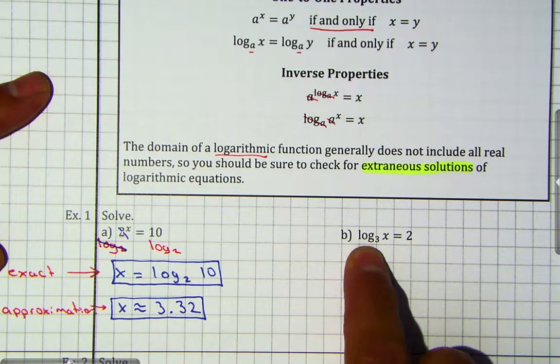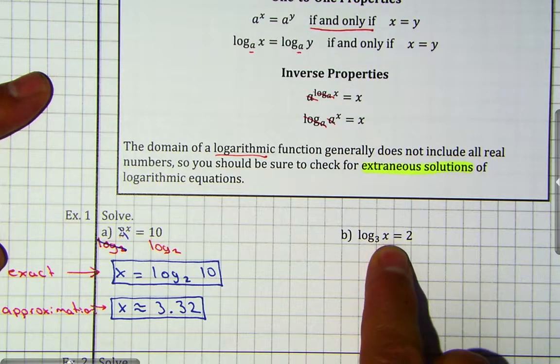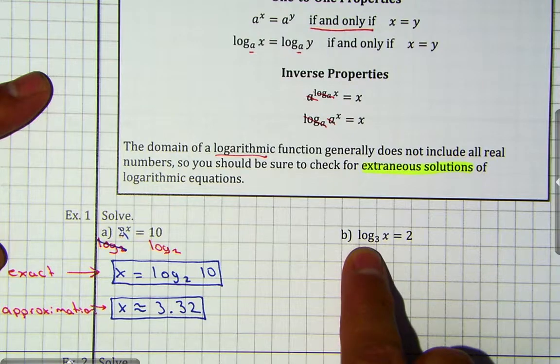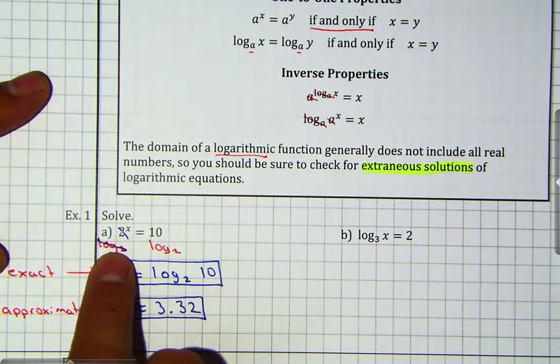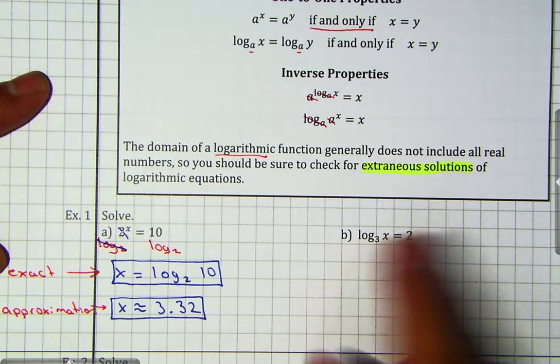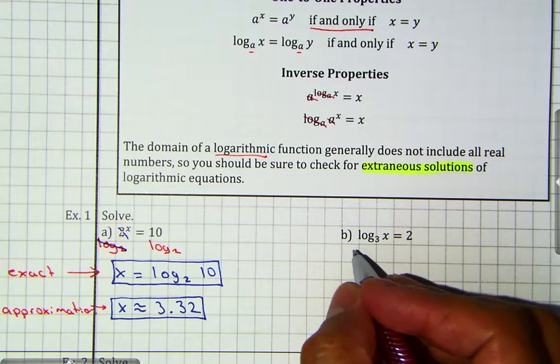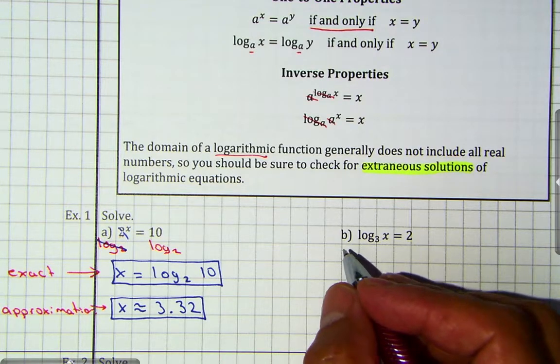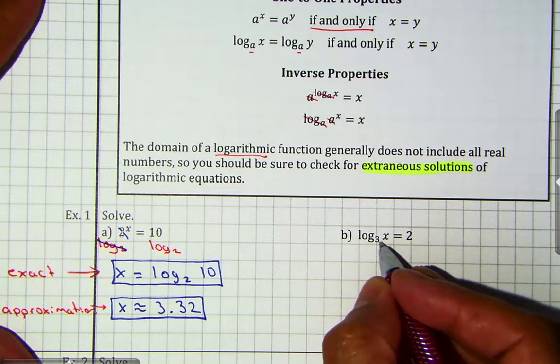We have a log. I need to leave the x by itself. What is the opposite of a log? It's a base. Opposite of a base is a log. Opposite of a log is a base. So therefore, the opposite of a log is a base.